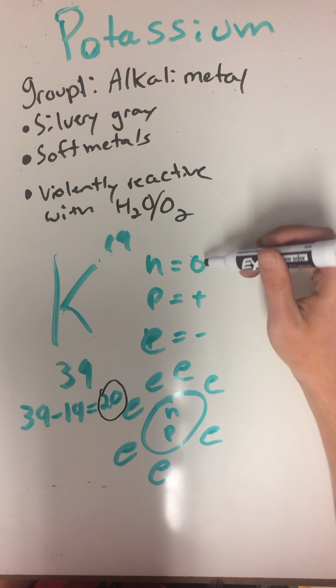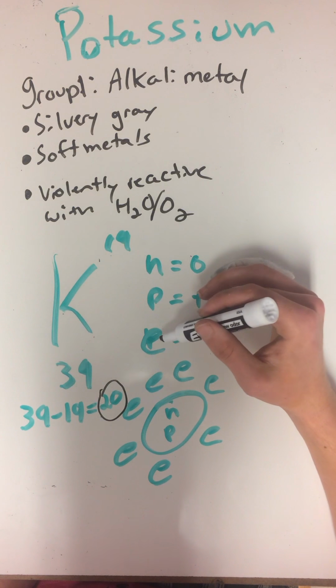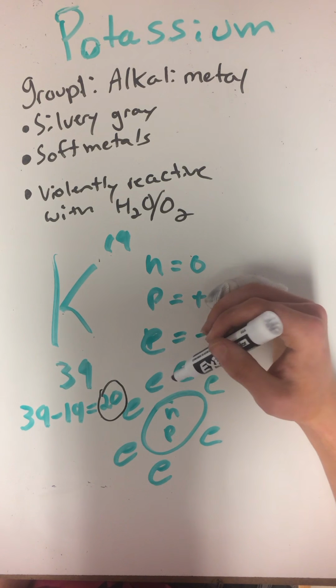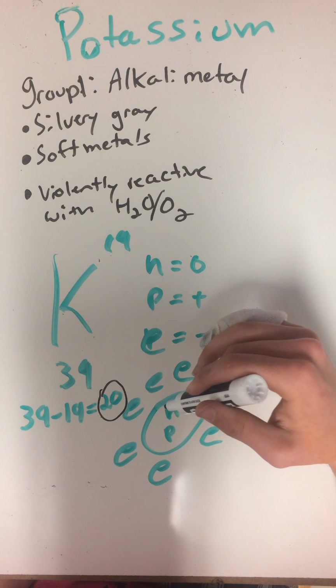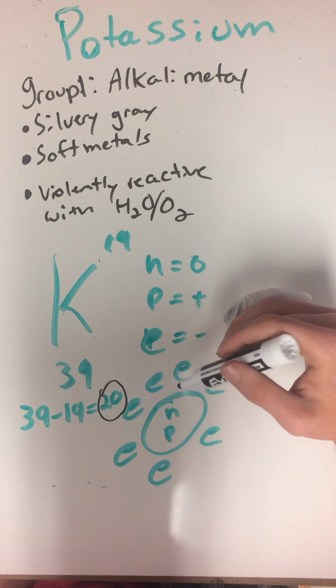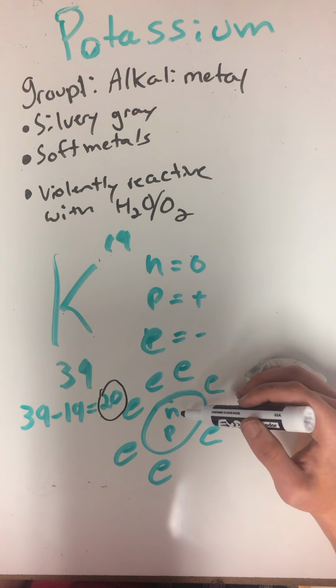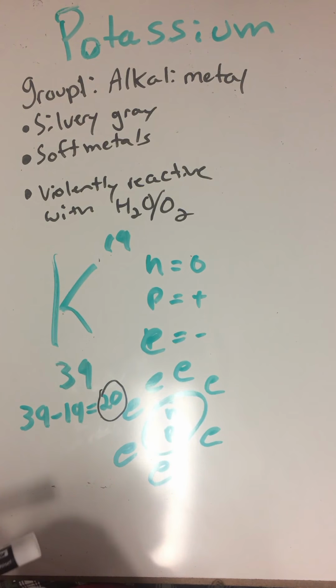Neutrons have no charge, protons have a positive charge, and electrons have a negative charge. Electrons can be found in the orbitals around the nucleus of the atom, and in the nucleus of the atom are where the neutrons and protons are.